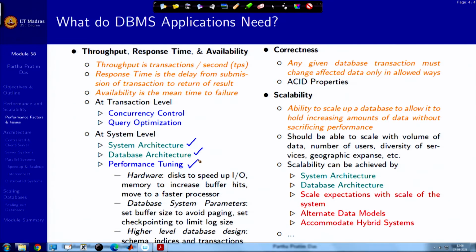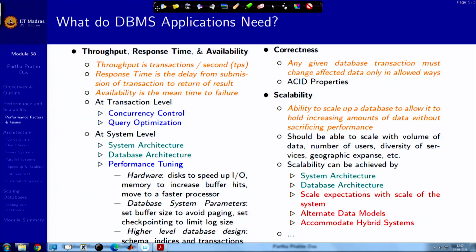Certainly, along with this come the issues of performance tuning. That is, if you find that the database is not having the required performance in terms of these parameters, then you can analyze and see where the bottleneck is. So, performance tuning is primarily related to analysis of bottlenecks and removal of bottlenecks. It may be in terms of hardware tuning. You may add more disks to speed up the IO. You can add more memory to increase the buffer size, so that more blocks can reside together. You can move to a faster processor and so on.